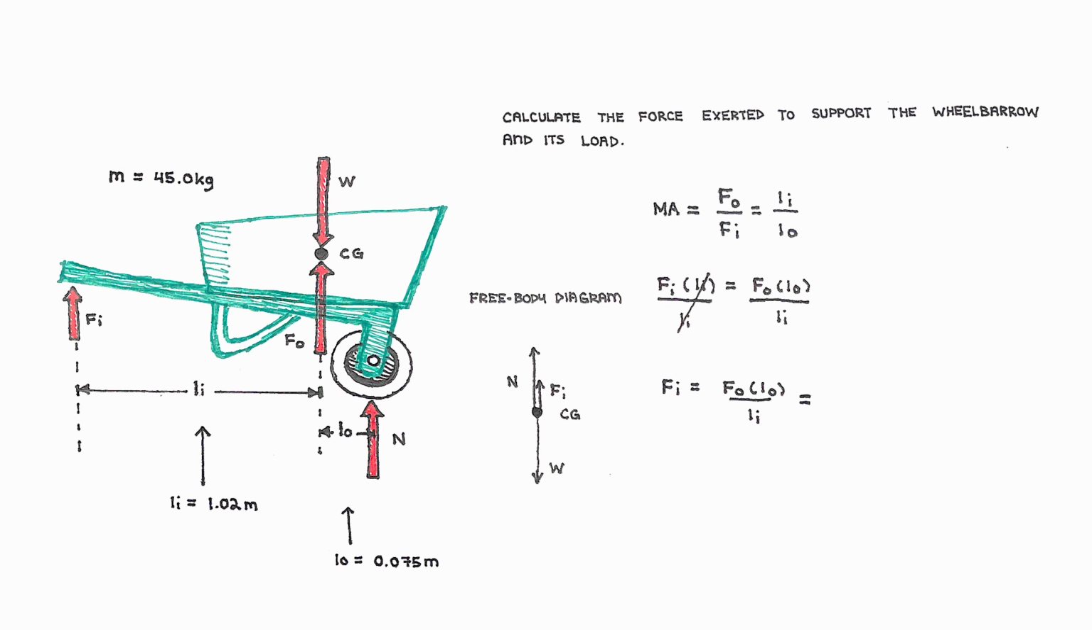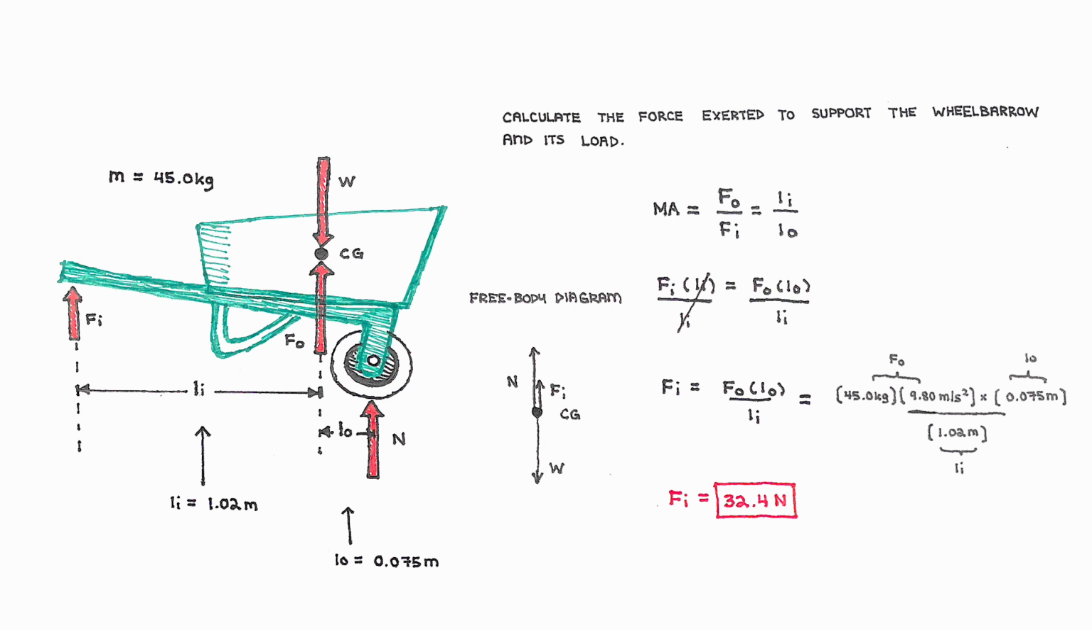Now, plugging the numbers into the equation. For the output force, 45 kilograms times 9.8 meters per second squared gives us the output force. Now multiply the output force by the distance from the pivot point to the output force, a mere 0.075 meters, all divided by 1.02 meters, the distance from the pivot point to the input force. It will finalize and give us 32.4 newtons. What does this mean? It means when one picks up the wheelbarrow, you exert 32.4 newtons of force so you can support the whole wheelbarrow.